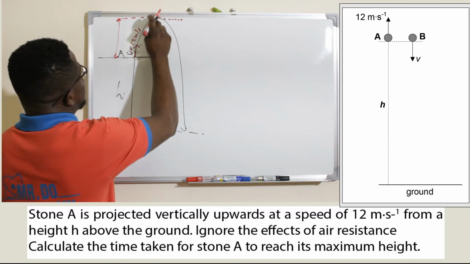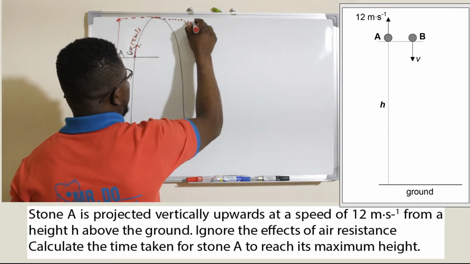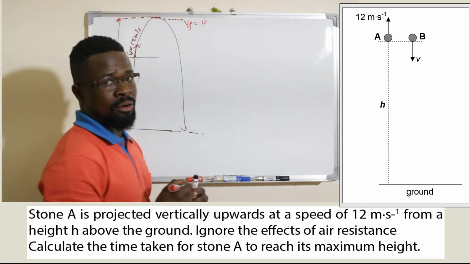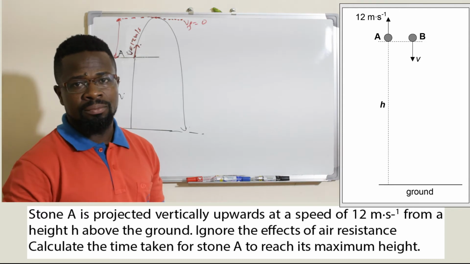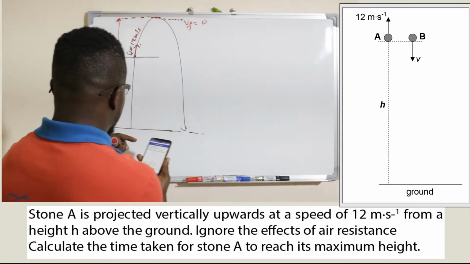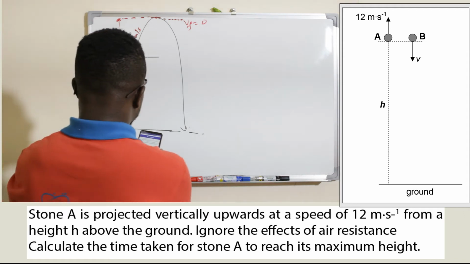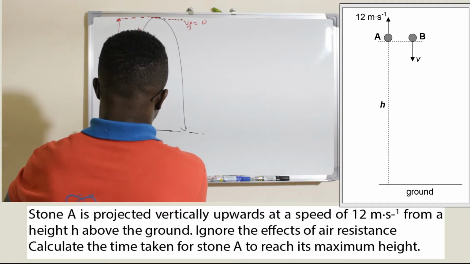At this point here, the final destination in space, our final velocity is 0, because at that point the stone had a momentary stop. So we're going to start from there and see what the question is requesting of us to do. We should calculate the time taken for the stone A to reach its maximum height.